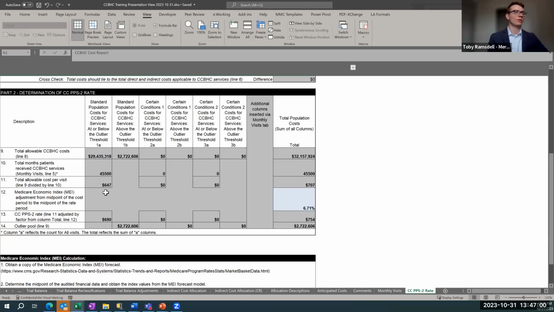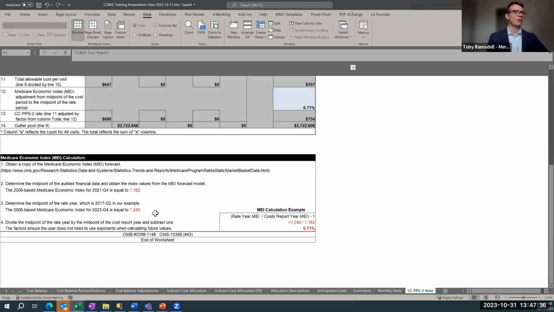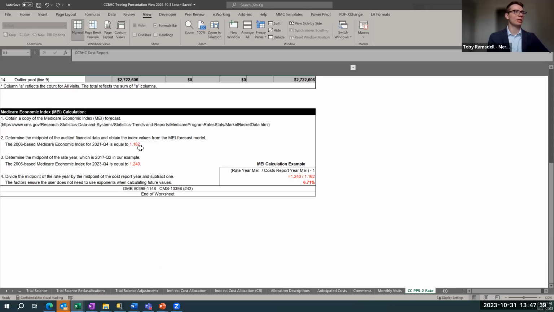So in this case, the $647 amount times 6.71, that'll be the percent increase, gives you $690 per visit. And that is my final PPS2 rate for the standard population. You'll see that the remainder that was allocated for those costs that were above the outlier threshold goes to what is called the outlier pool. And that figure is added to the general outlier pool for CCBHCs and paid out in the future by the state.